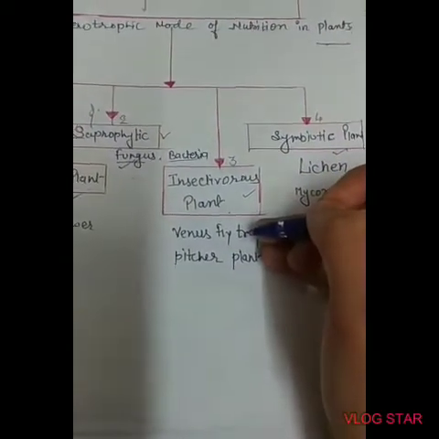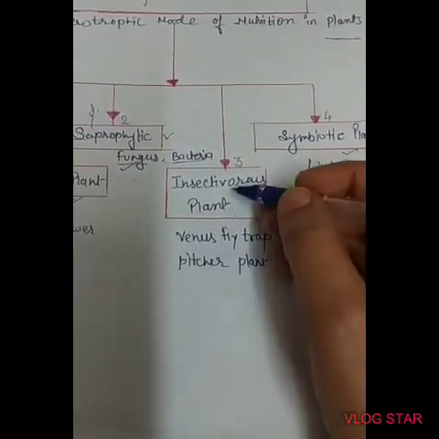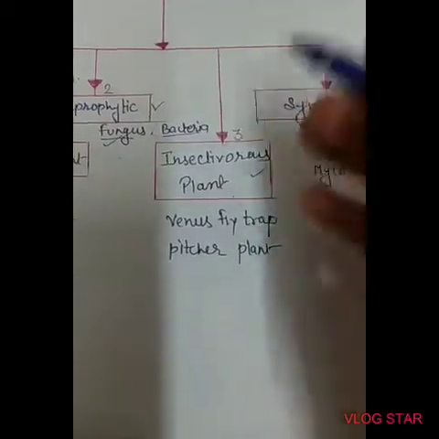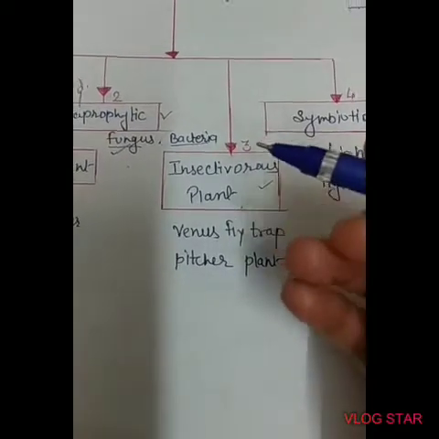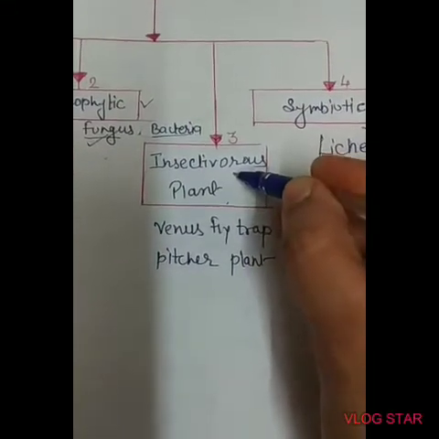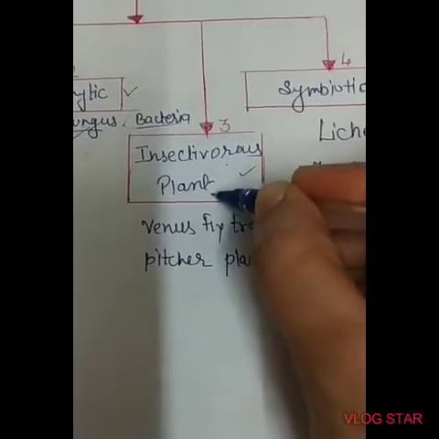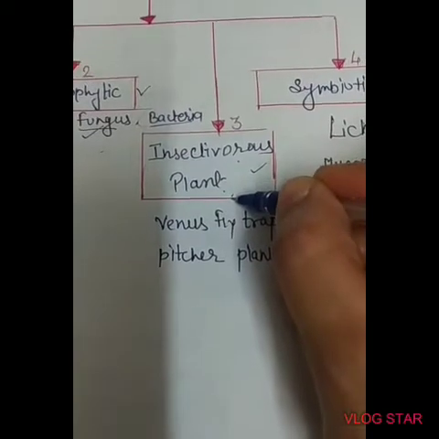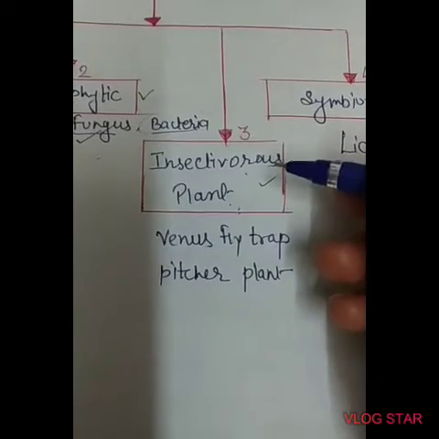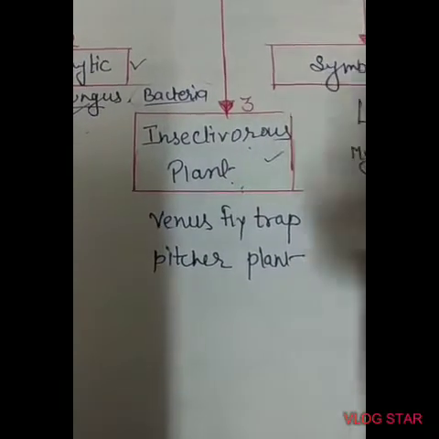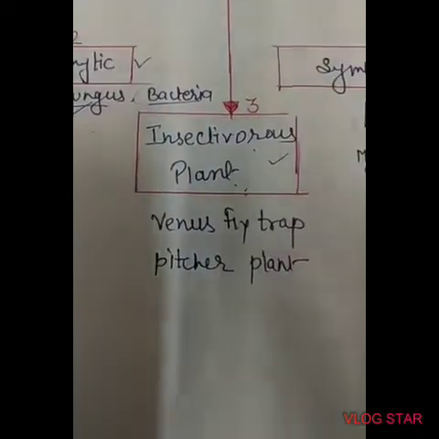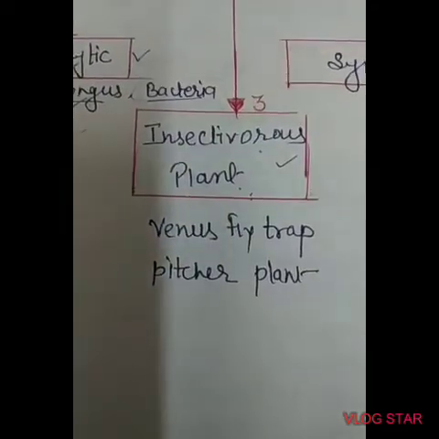Insectivorous means insect-eating plant. So insectivorous plants are the plants that derive their nutrition by consuming insects. They have special features that attract insects, trap them and digest them to obtain nutrients. How do they consume insects? They have special features that attract insects.